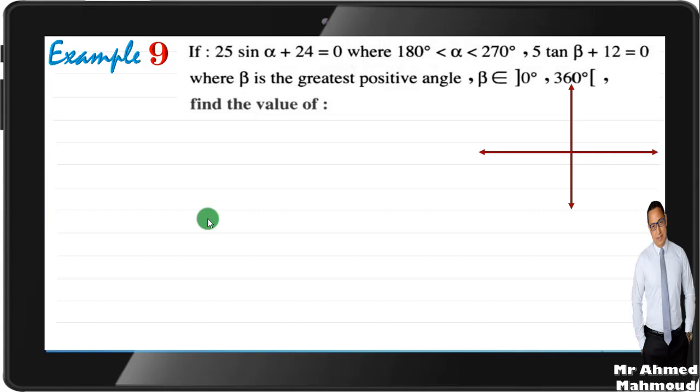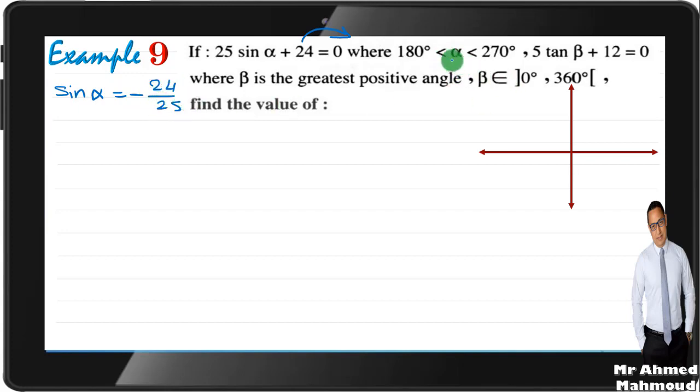Okay, in this example, 25 sine alpha plus 24 equals 0. First, I'm going to send 24 there. It will be negative 24. And 25 divided, it will be negative 24 over 25. So, sine alpha equals negative 24 over 25.